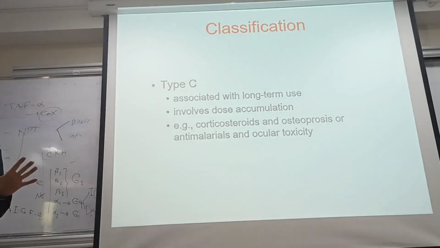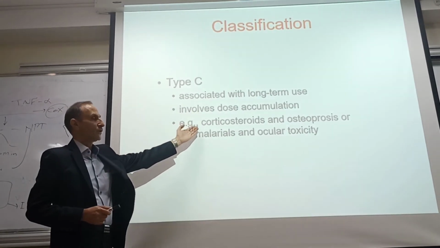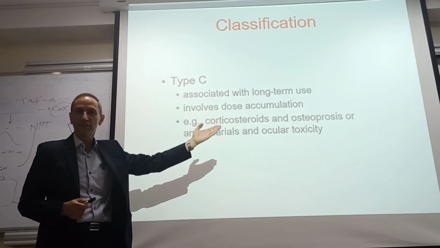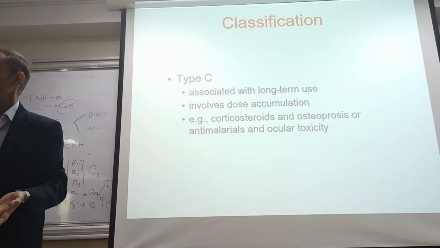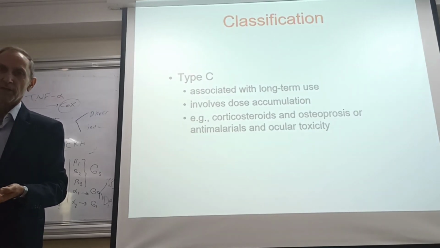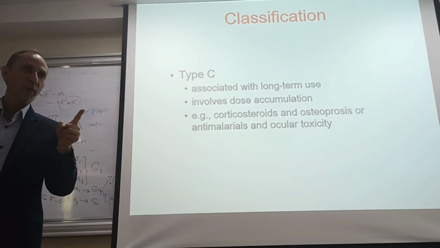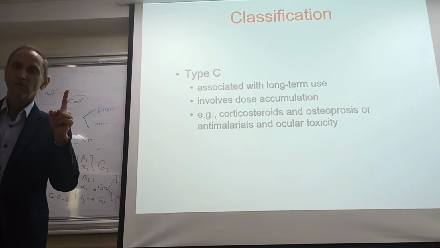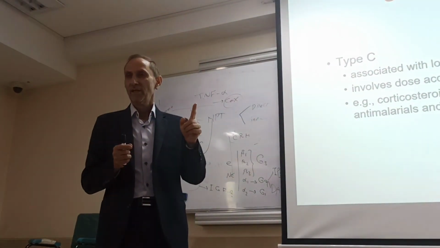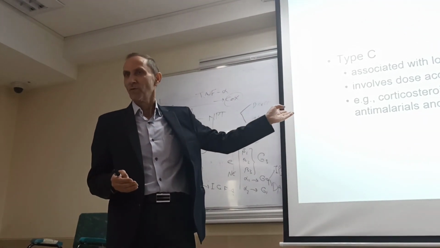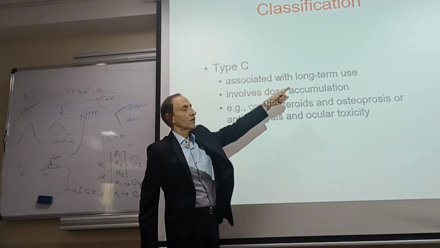Sometimes adverse effects are associated with long-term use. For example, we say that corticosteroids can cause osteoporosis, but not after 1 week, after 2 doses, after 3 weeks. Several months, several years of drug use may cause osteoporosis, especially in those patients who are at risk. For example, post-menopausal women. In post-menopausal women, we have some worry about osteoporosis from corticosteroids. It occurs after long-term use.